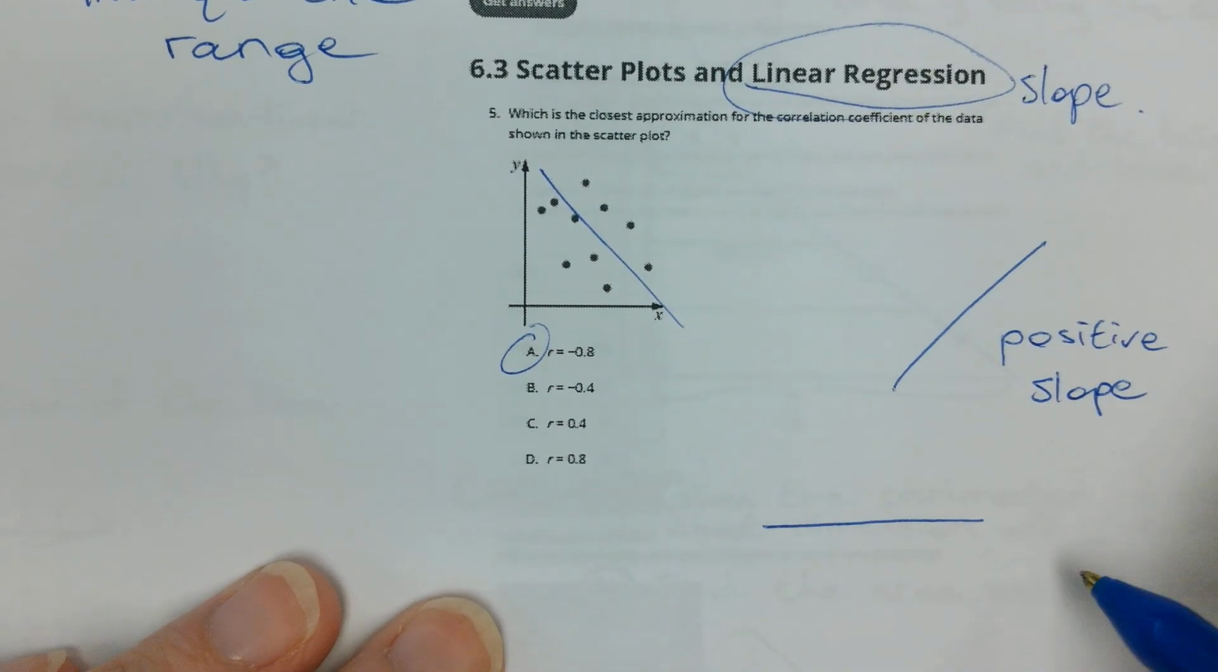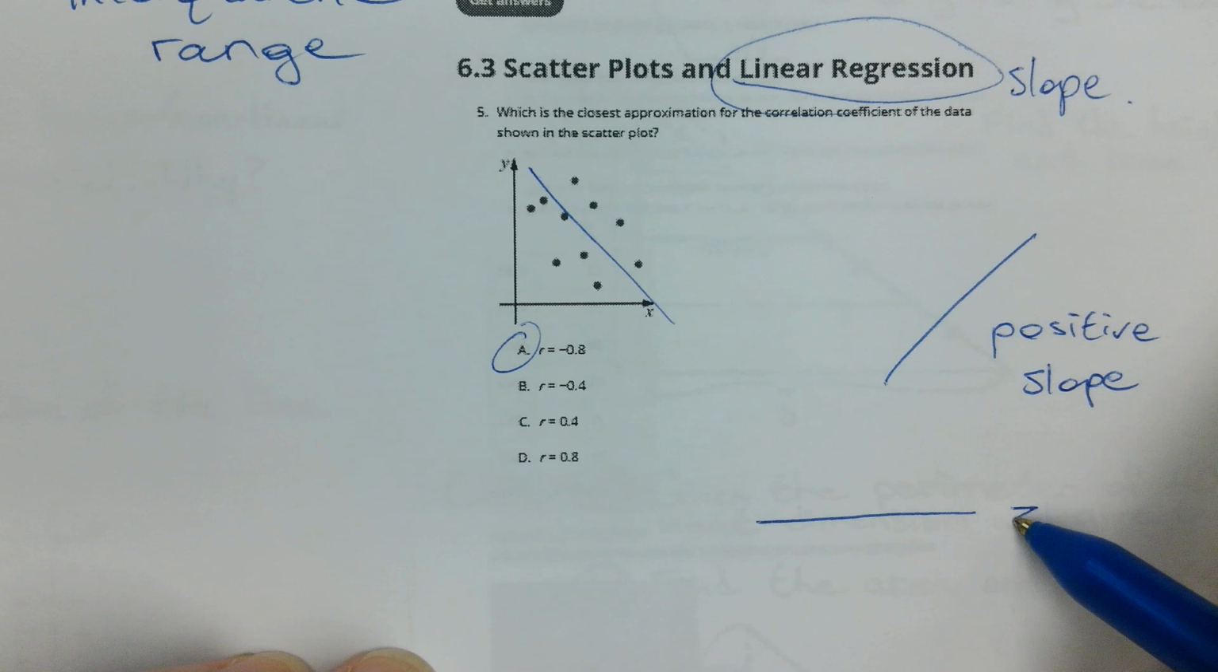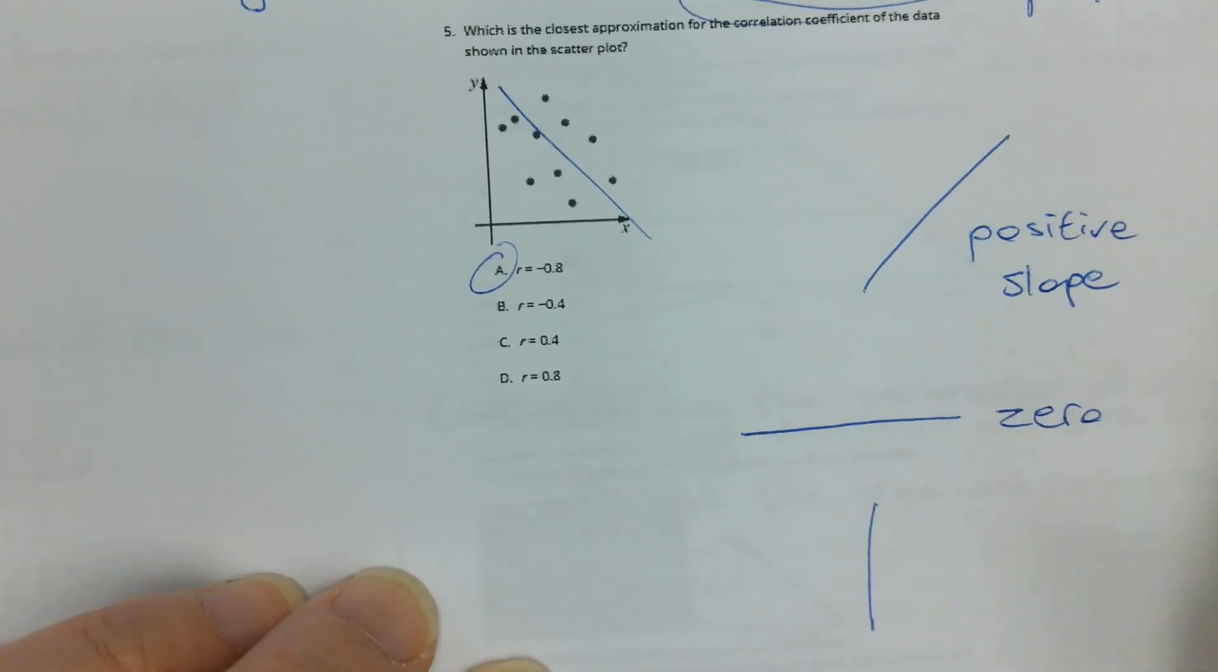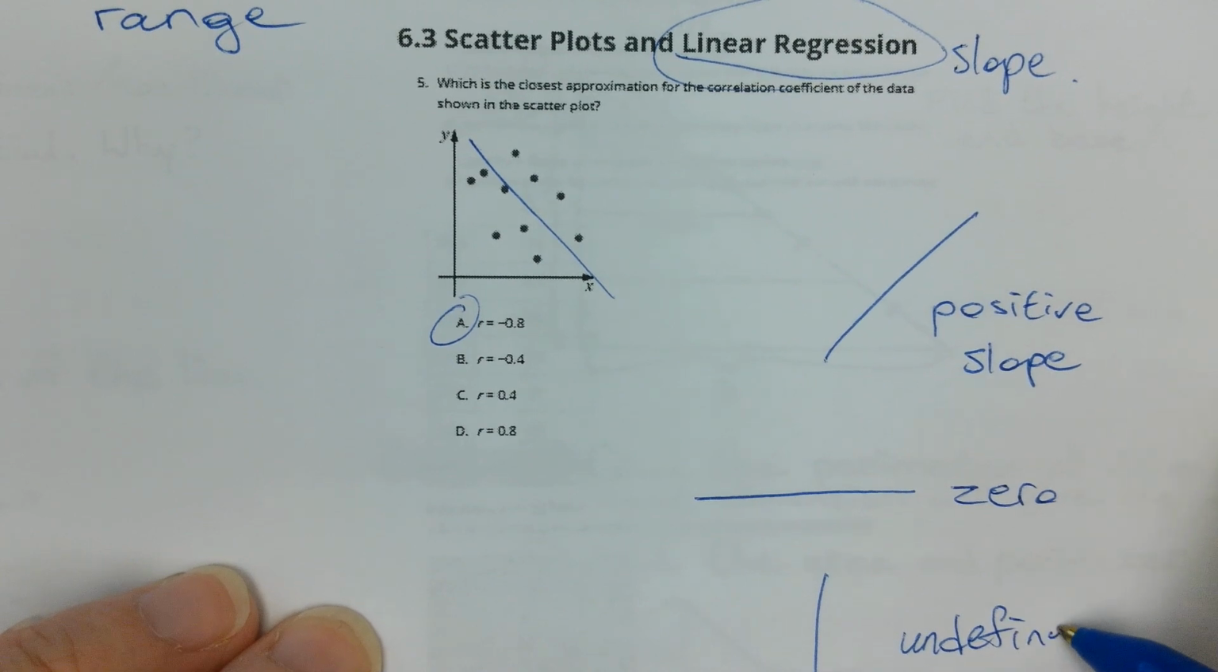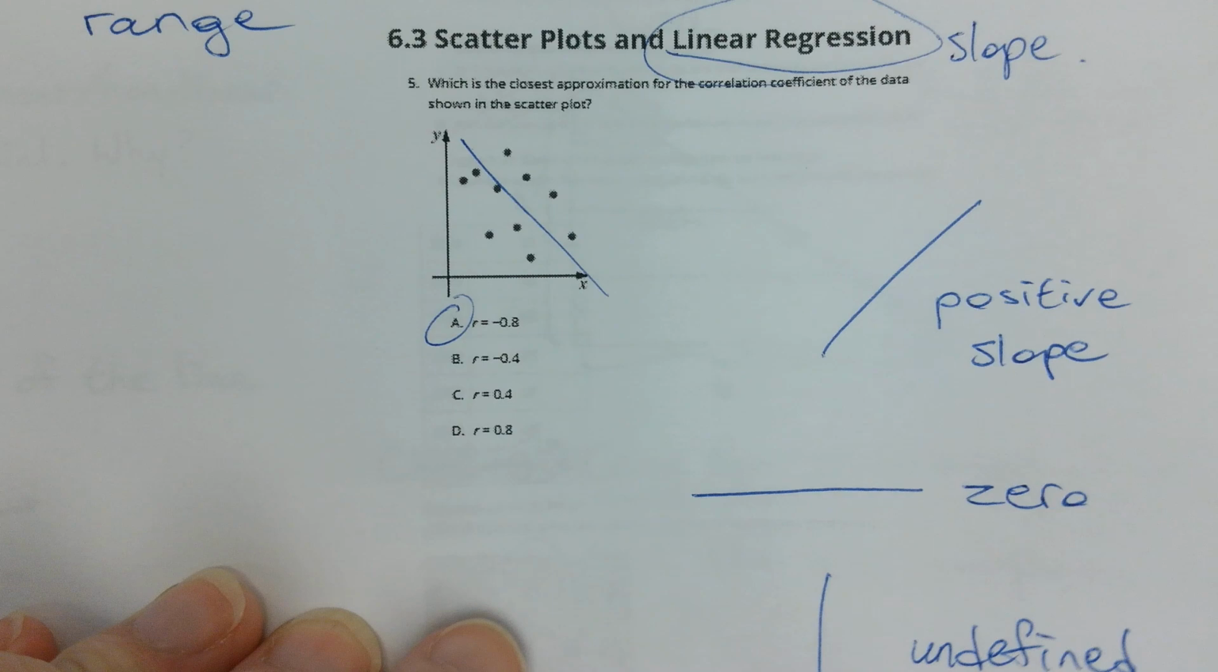Slope of a horizontal line. Vertical line. Okay, the 4 types of slopes. And finally, the last page.